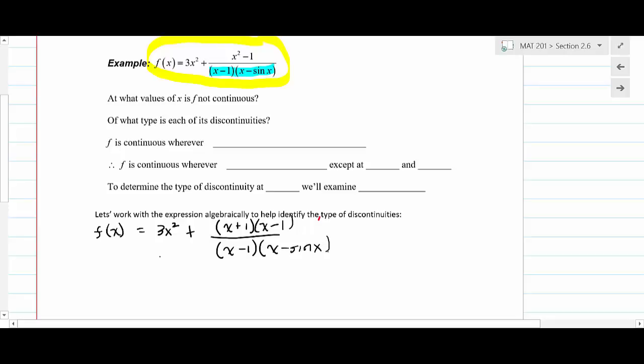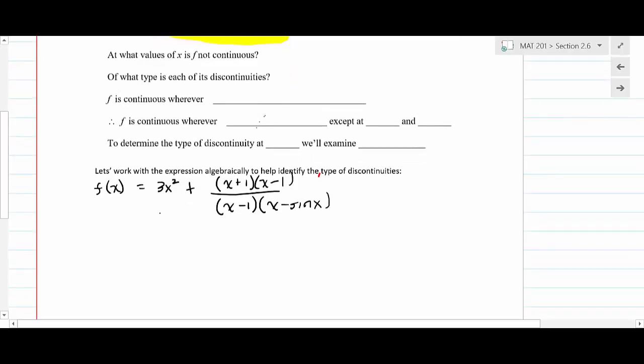Okay, so one of the things we've talked about in a previous section is you're going to notice, let's look at where we're undefined first of all. So clearly this function has two places where it's undefined. You take this factor and you take that factor and you set both of those equal to 0. So if you took x minus 1 and set that equal to 0, you would get x equals 1. So we would say we're undefined at x equals 1. Okay, so that would be one thing.